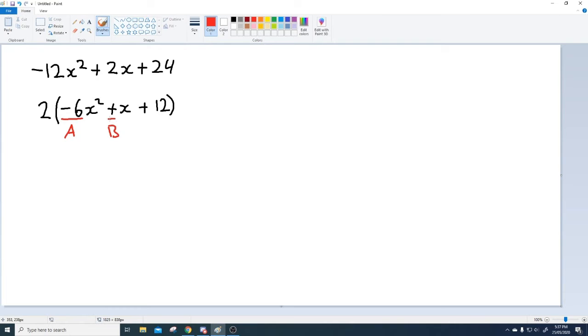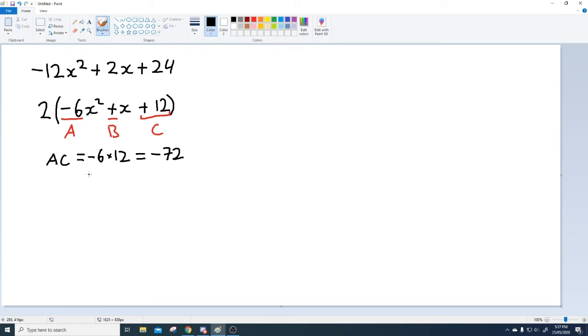So what can I do about it? Well, this is where our new method begins. So the first step to be able to solve quadratic equations that do not have a coefficient a of 1 will be to calculate AC. So that's a times c. So negative 6 times 12, this gives us negative 72.